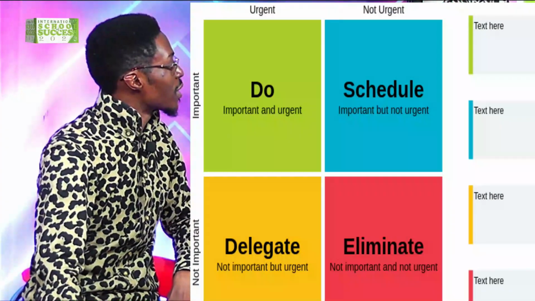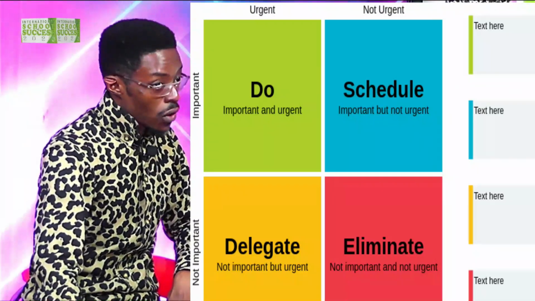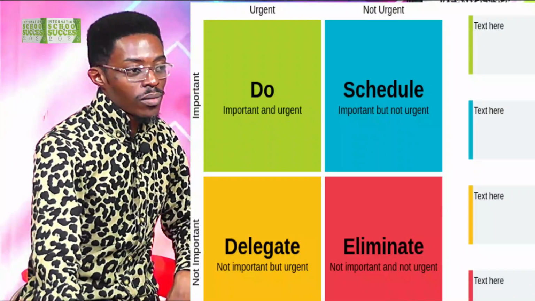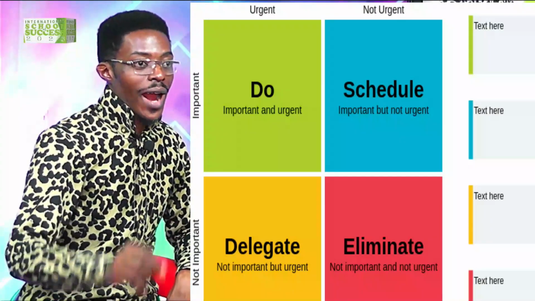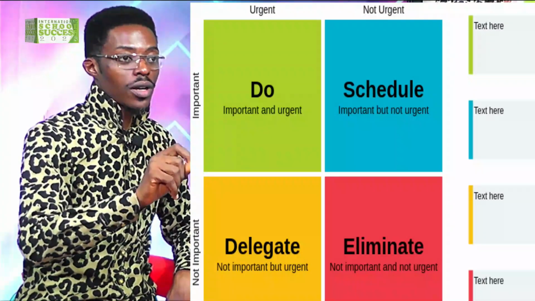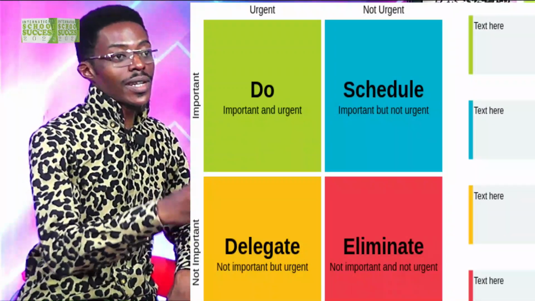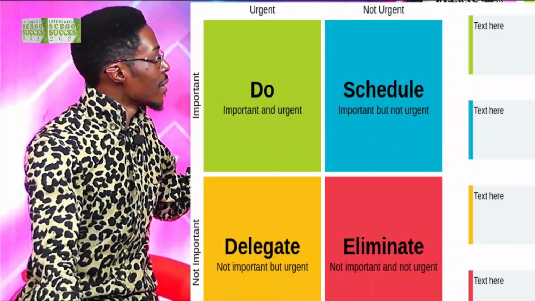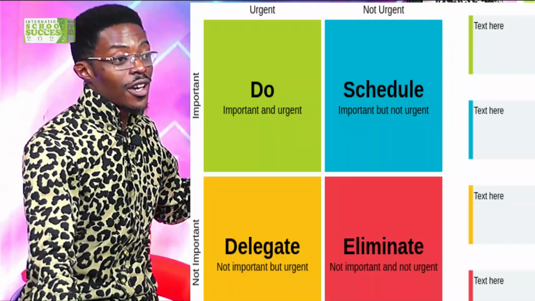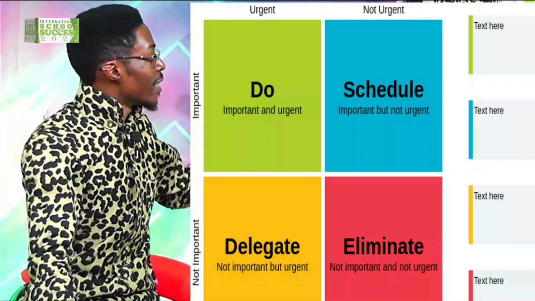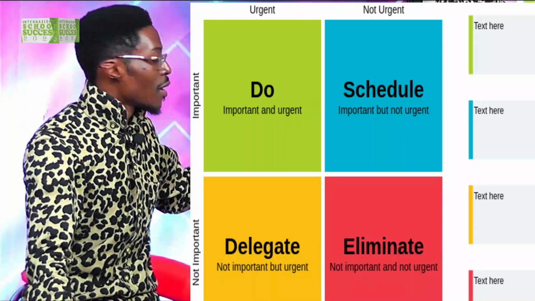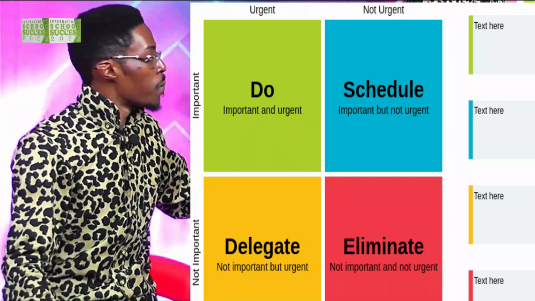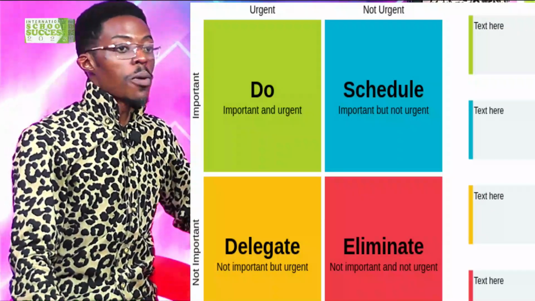While the ones in quadrant 2, they are not urgent, but they are important. You schedule them. Scheduling them means you write, okay, I will do this by 3 o'clock, I will do this by 2 o'clock, I will do this at so and so time. You schedule those ones, right? While quadrant 3, you delegate. These are things that are urgent, but they are not important. This means that you must not be the one to do them.